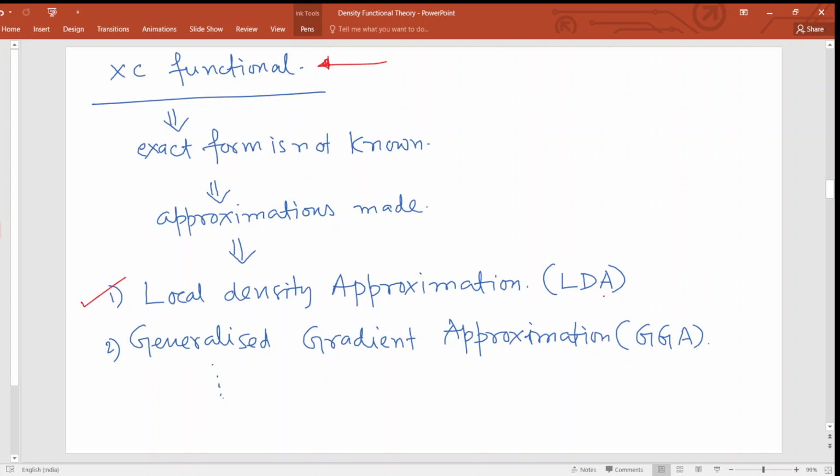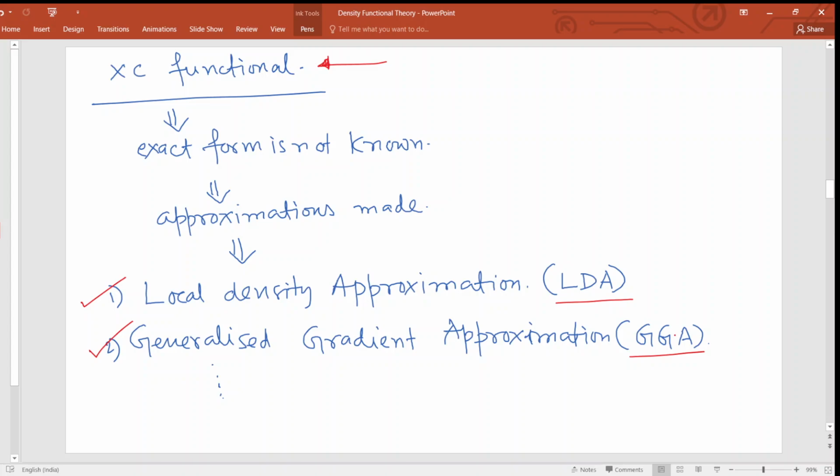So the first one is called local density approximation, or LDA, and the second one is called generalized gradient approximation, GGA. Now this list does not end here. There are hundreds of exchange correlation functionals like meta GGA, and many more. Okay, and there are also hybrid exchange correlation functionals. So the list is quite large.